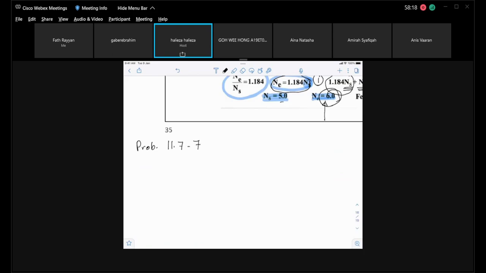In this example, we have a liquid feed. Your feed is going to be liquid at bubble point, and it's going to be distilled in a tray tower. We're going to have this composition. So let me do the table.